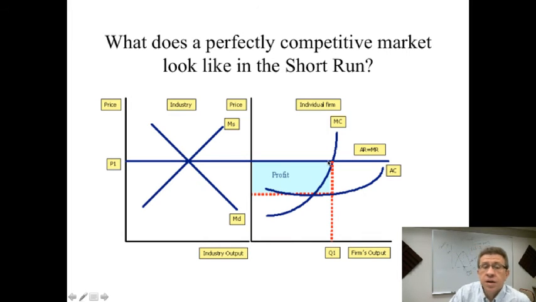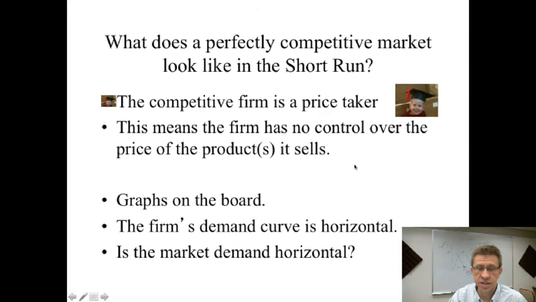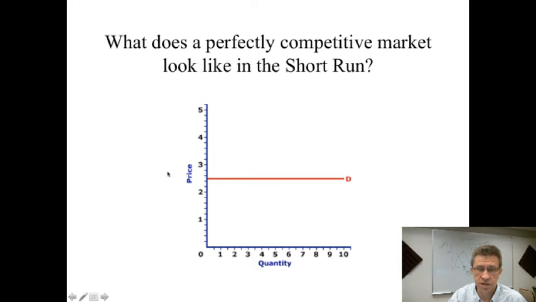But we ask, is the market demand curve horizontal? And that answer is no. This would be an example of the industry or the market, right? Here you'd have lots of firms and lots of consumers, and that helps set the equilibrium price. The price that's set in the market comes over, and that gives you the horizontal flat demand curve that we see with one particular firm.